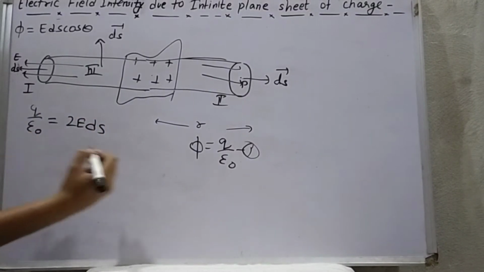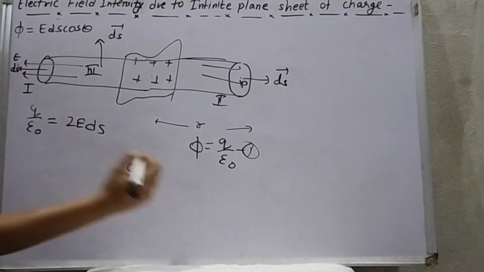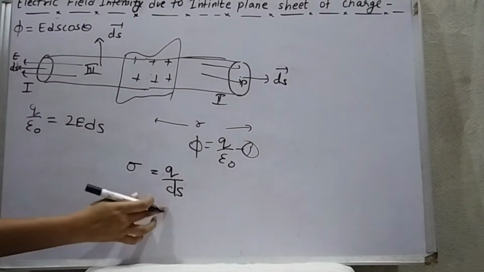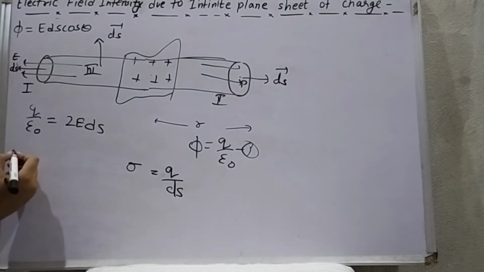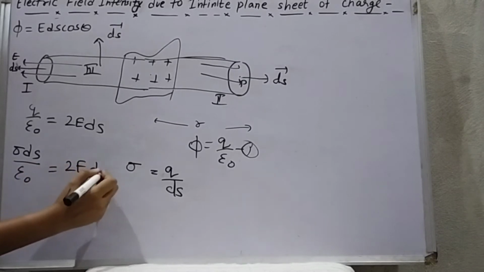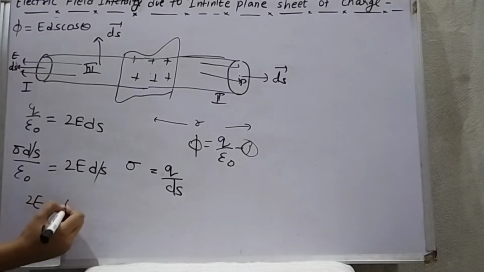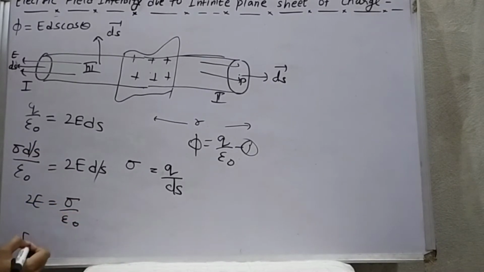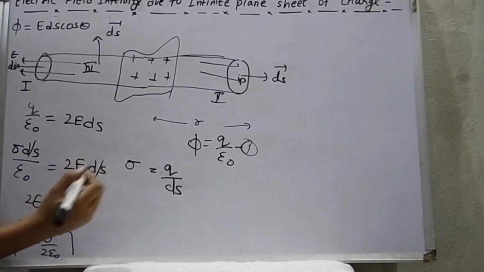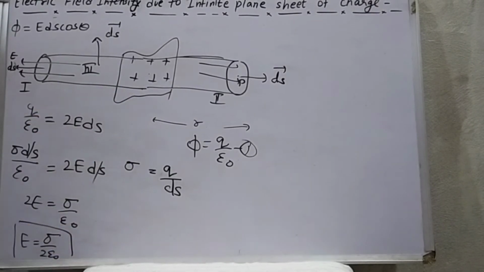Q is equal to, we have learned sigma. What is sigma? Surface charge density, which is equal to Q upon surface area. So here we take ds, because we have taken the small area. So Q is equal to sigma into ds, upon epsilon naught is equal to 2E ds. Now ds by ds will cancel. So 2E is equal to sigma upon epsilon naught, where E is equal to sigma upon 2 epsilon naught. This is the electric field intensity due to this infinite sheet of charge.